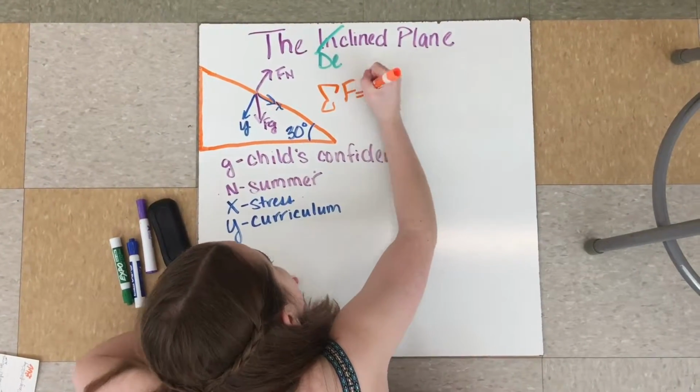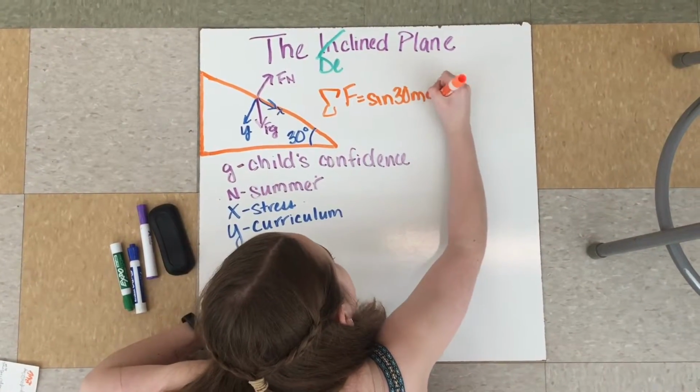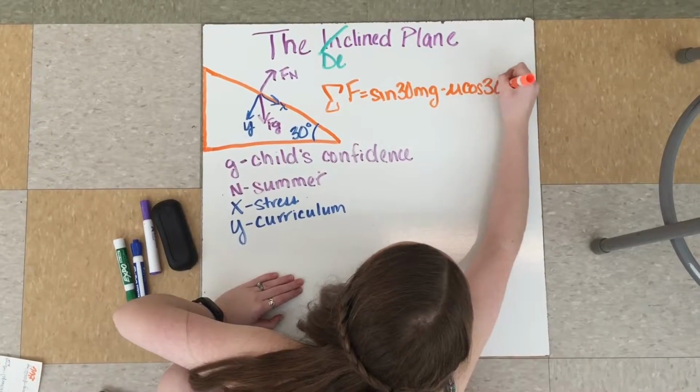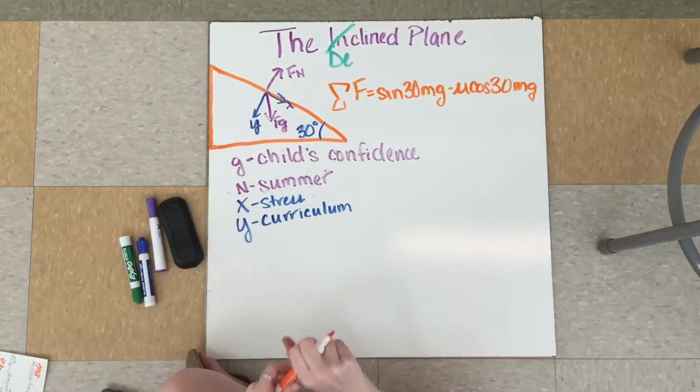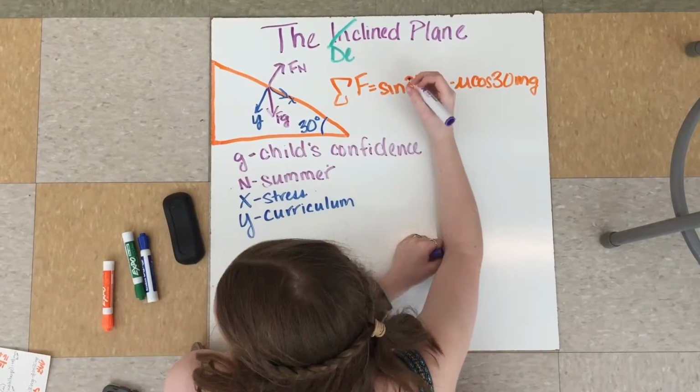So here, our net force equation can be modeled as follows. The net force equals the sine of 30 degrees times mass times gravity minus mu cosine of 30 degrees times mass times gravity. And this is the force of gravity in the x direction minus friction.